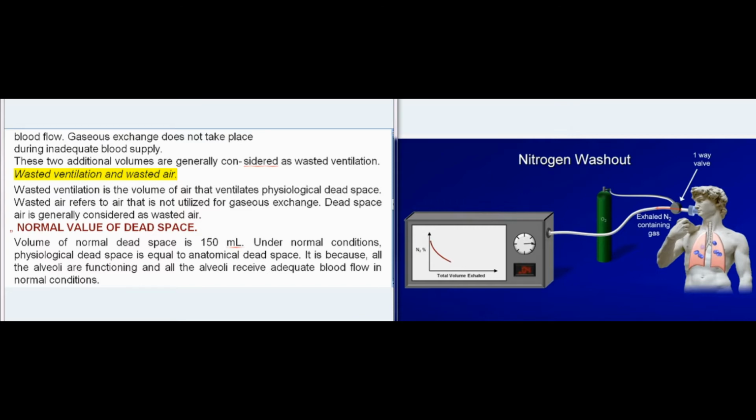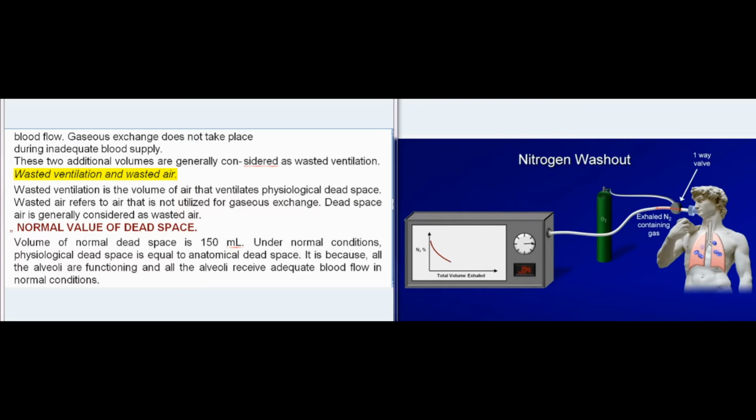Wasted ventilation and wasted air. Wasted ventilation is the volume of air that ventilates physiological dead space. Wasted air refers to air that is not utilized for gaseous exchange. Dead space air is generally considered as wasted air.